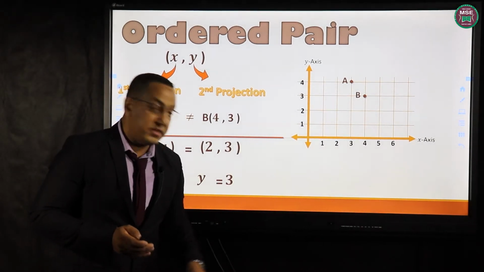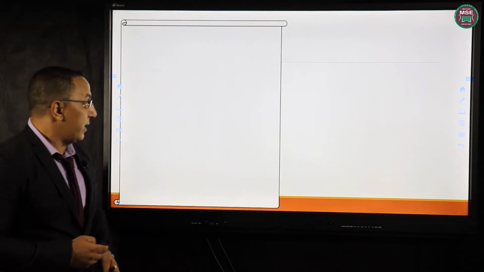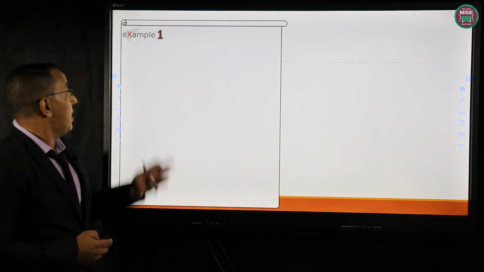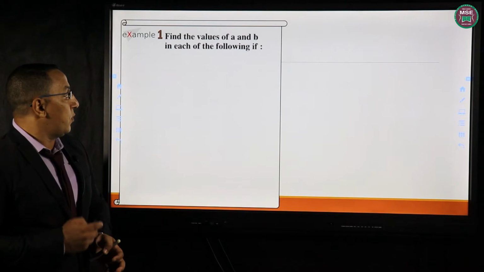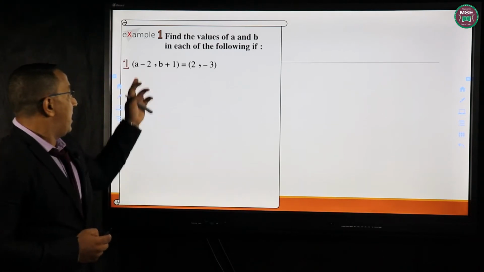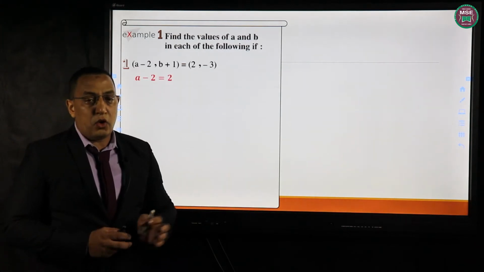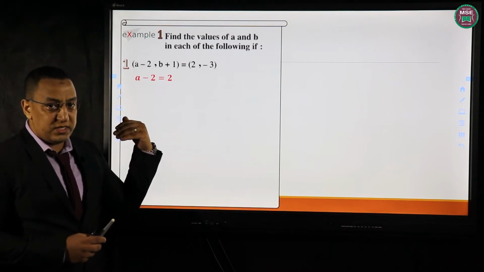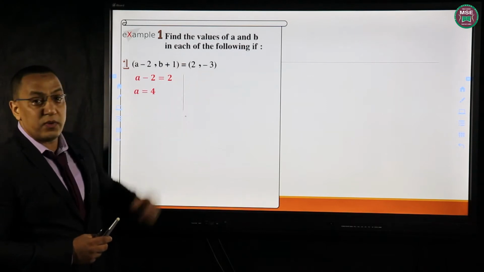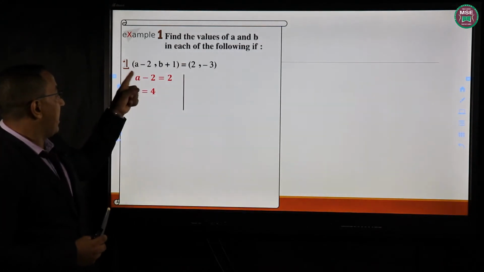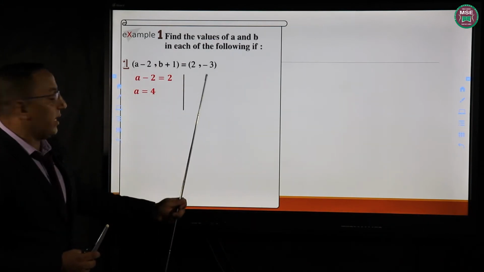Okay, now let's solve the first example together. Example 1: find the values of a and b in each of the following. First, number 1: (a - 2, b + 1) equals (2, -3). By looking at the previous rule, the first projection equals the first projection and the second projection equals the second projection. So here a - 2 equals 2 and b + 1 equals negative 3.